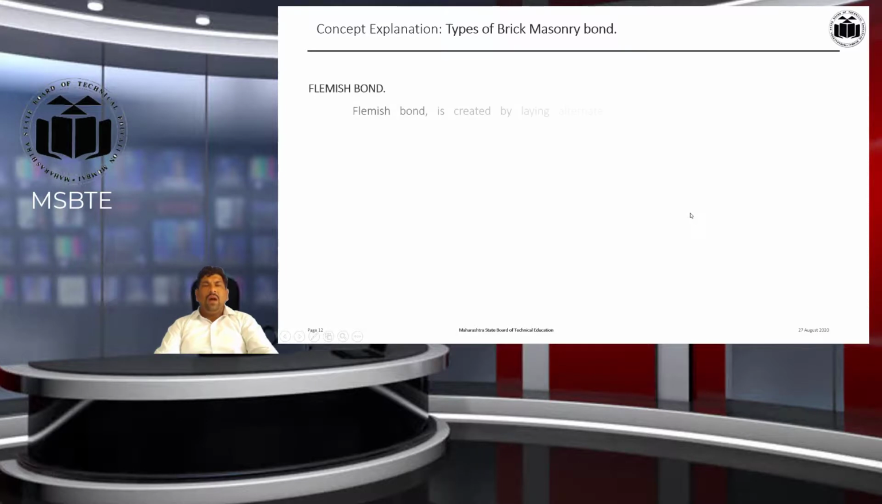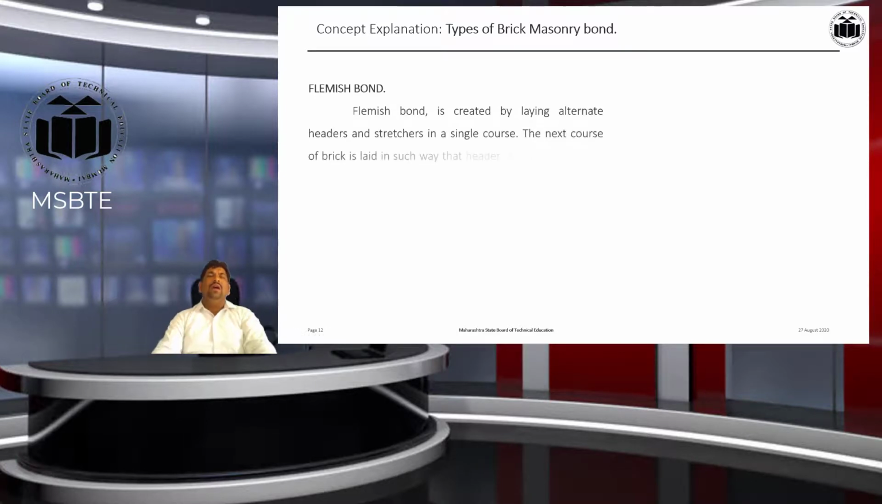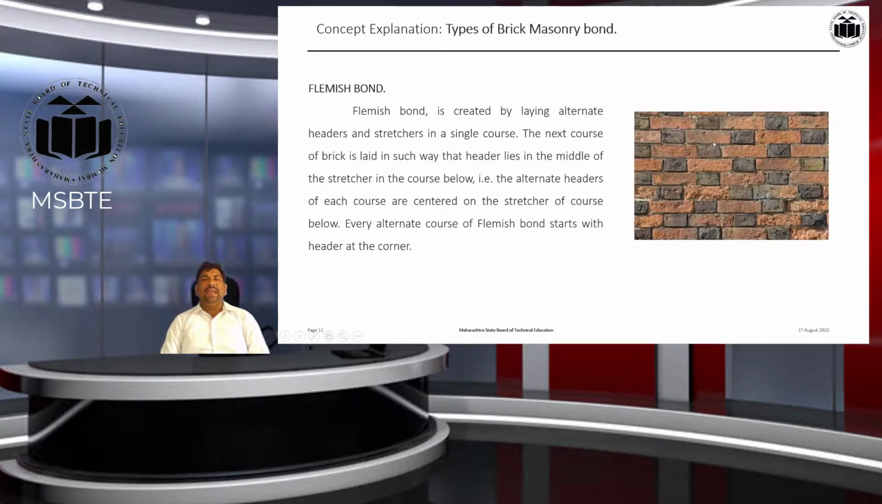Now let us have a look at the Flemish bond. The Flemish bond is created by laying alternate header and stretcher in a single course. The next course of brick is laid in such a way that the header lies in the middle of the stretcher in the course below, that is, the alternate headers of each course are centered on the stretcher of the course below. Every alternate course of a Flemish bond starts with a header at the corner.